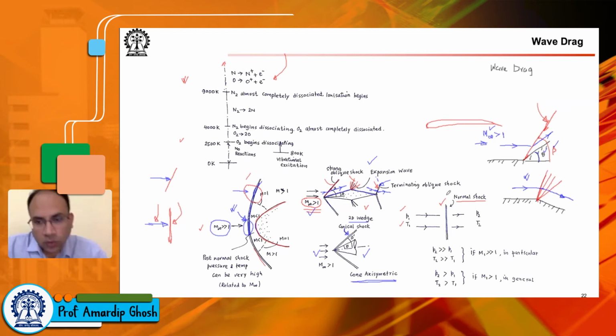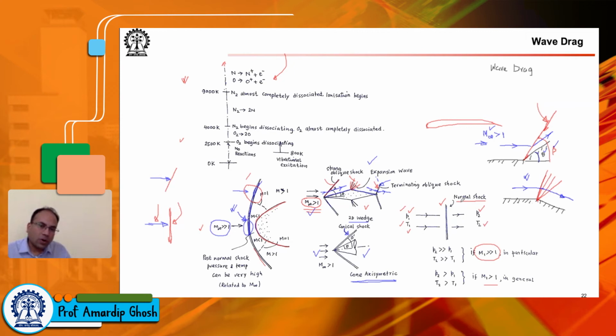So you see for these shock waves, if this is the static pressure and static temperature ahead of the wave, and this is the static pressure, static temperature downstream of the wave, if M is a really large number, then P2 is much higher than P1, and T2 is much higher than T1. Okay, static pressure and static temperature. However, if M1 is not hypersonic but still supersonic, we still have P2 greater than P1 and T2 greater than T1 for the normal shock.